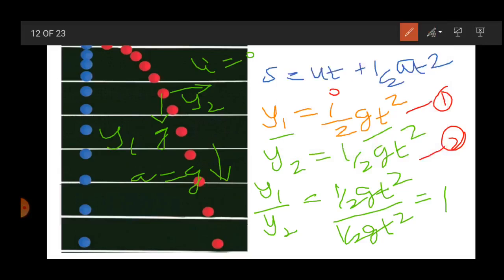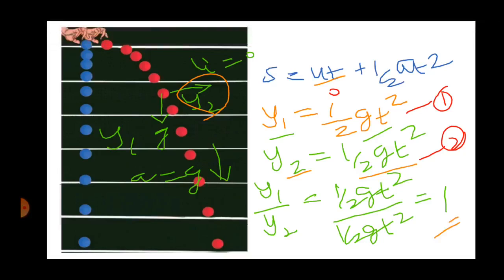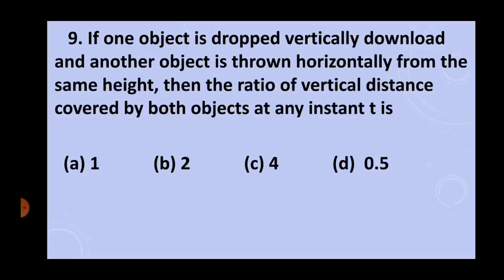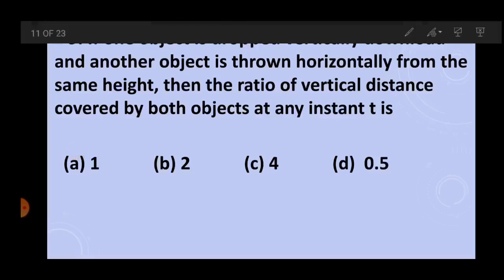And for another object, in the horizontal direction, that means the vertical displacement y2 is equal to 1 by 2 gt square. Here also u, initial velocity, is 0. So these two equations can be divided to get the answer 1. So students, the correct answer is option A, 1.